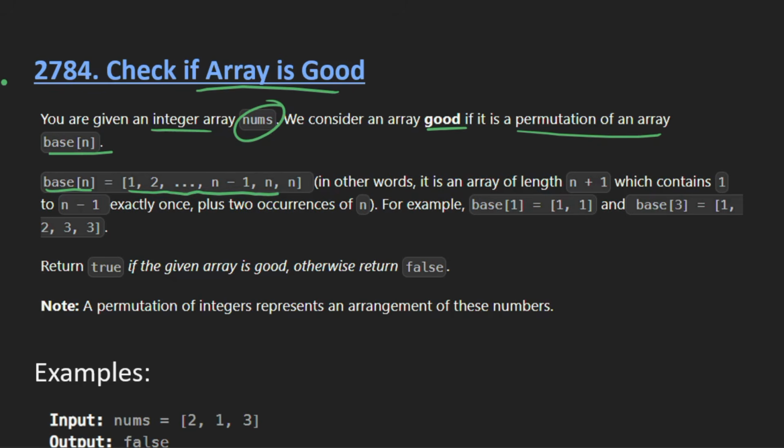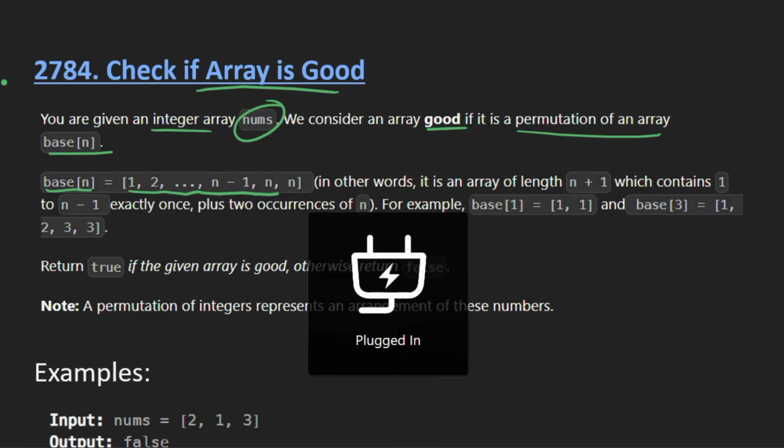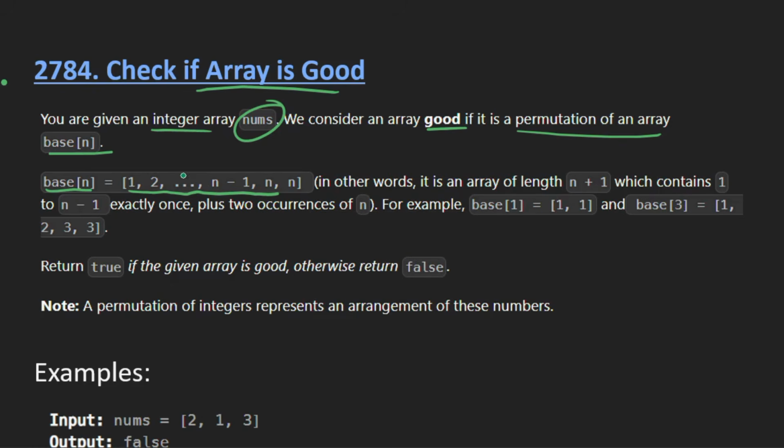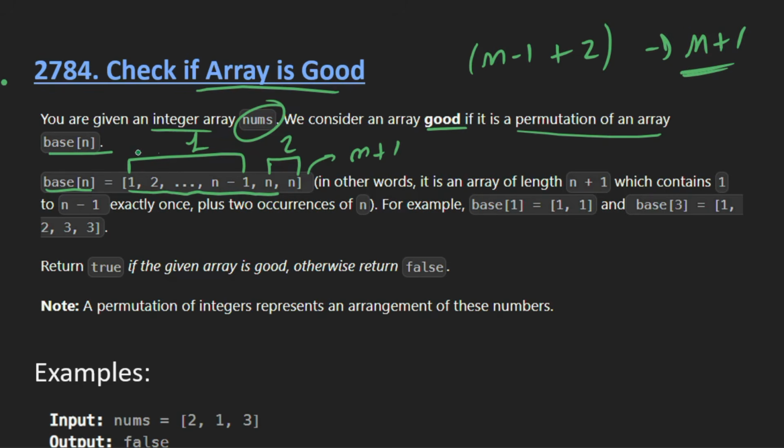1 to n, and the frequency of the first n minus 1 numbers is only 1, and then n appears twice. So this is base of n, right? And the length of base of n will be n plus 1, that is n minus 1 numbers appear 1 time plus n appears 2 times, so it will be n plus 1, right? So the length of base of n is n plus 1.